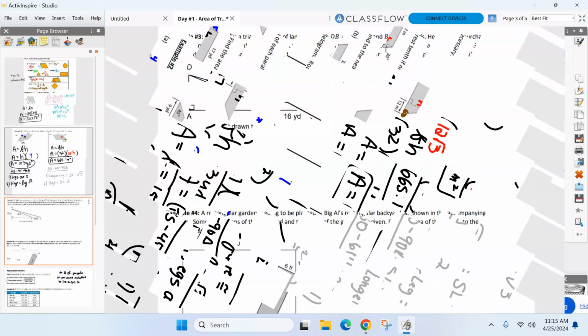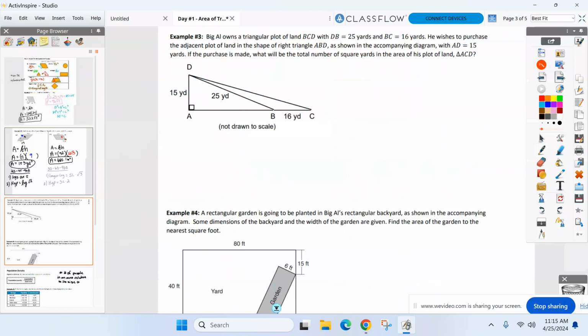All right, so we go from parallelograms to triangles, and making an appearance in our notes now. Usually it just makes an appearance in the quizzes and tests. Our boy Big Al. Yep, Big Al. Okay, I'll move on.